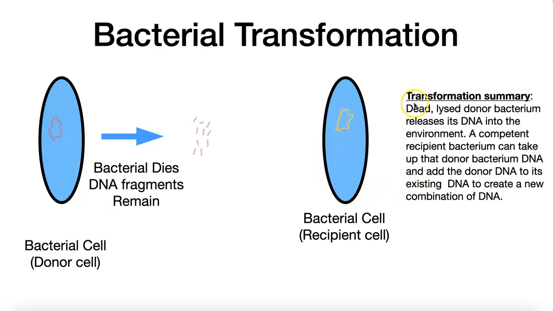And so, in summary, transformation is when a dead, lysed donor bacterium, as shown over on the left, releases its DNA into its environment, and that DNA may break down into fragments, as shown here. And then a competent recipient cell can take up DNA from the environment, but it's not just taking it up. It needs to become incorporated or recombined into the existing chromosome of that recipient cell. And so now, whatever information was encoded on that new DNA fragment, this recipient cell could acquire that information and that trait.